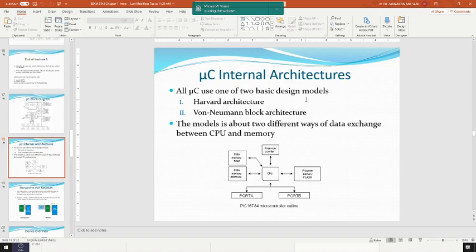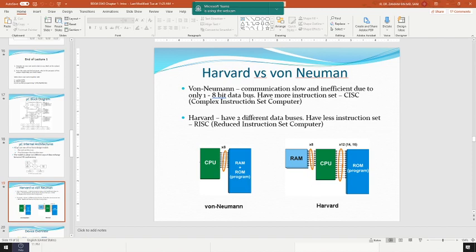It's very simple. The models are about 2 different ways of data exchange between CPU and memory. Last time, if you can remember, in the microprocessor you have the CPU and you have the memory. Between these 2 there is a bus, so there will be communications. So the difference will be Harvard versus Von Neumann. Von Neumann is this one, and Harvard is this one. It's very clear on the difference for these 2 types of architecture.